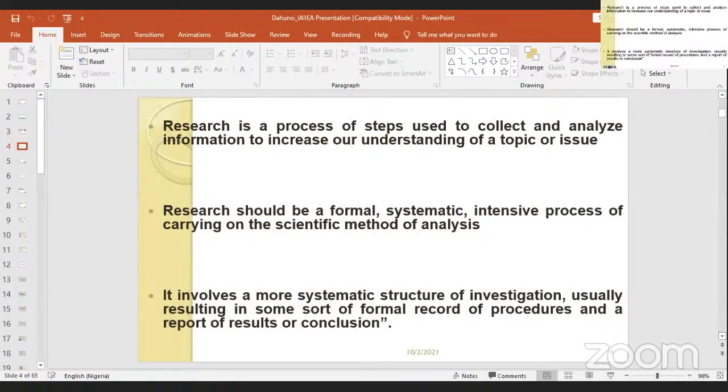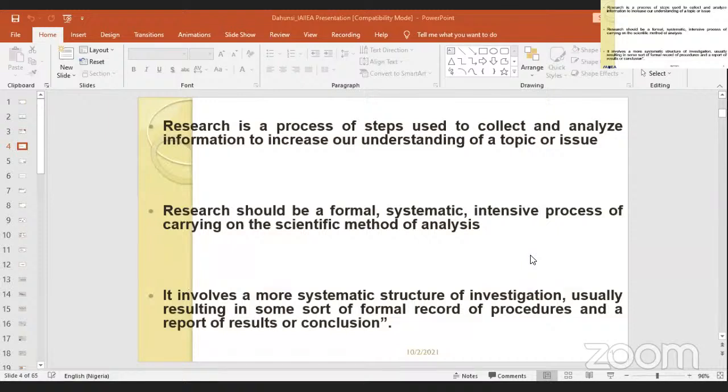It's a process and a step to collect and analyze information to increase our understanding of a particular topic. So, of course, you know that when research is done, new knowledge is generated, and the knowledge of the people is enhanced on a particular topic. And again, we must know that research is dynamic.